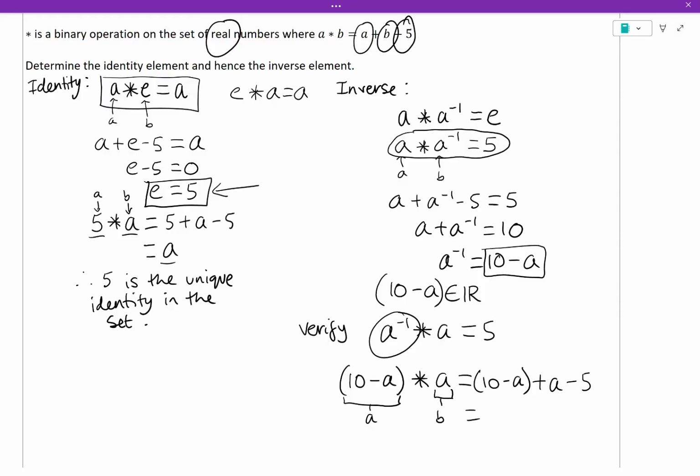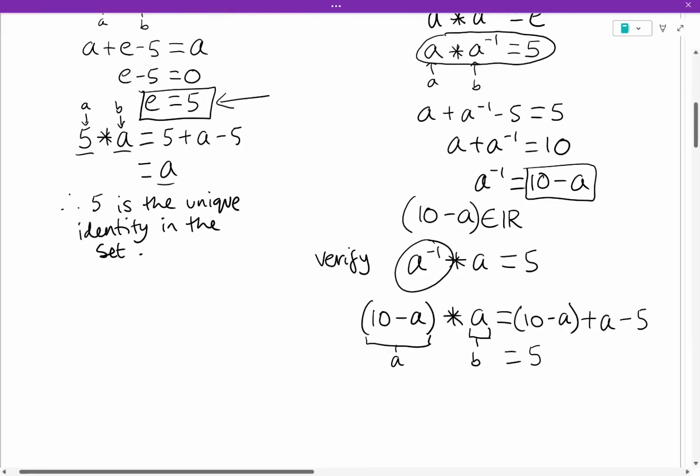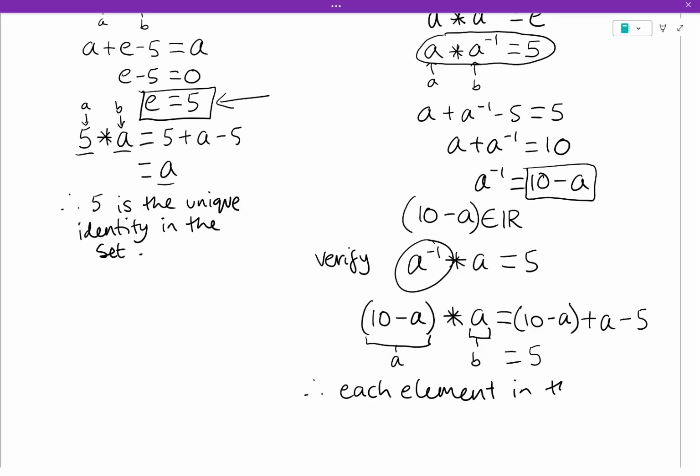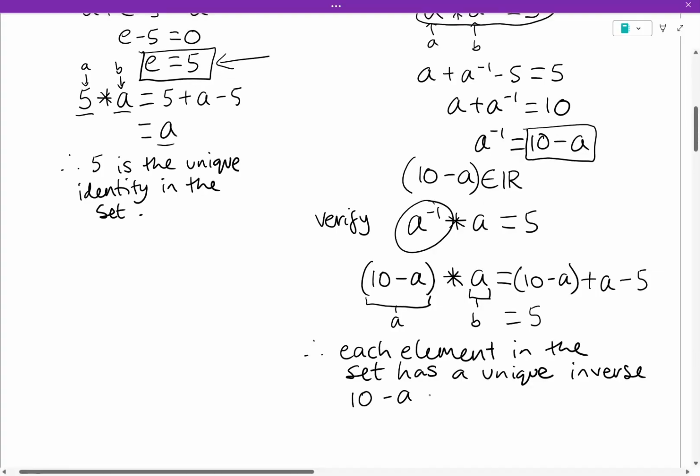Then let's just see how it simplifies. Well, negative A plus A is 0A. 10 subtract 5 is 5. So what we've got is what we'd expect. Therefore, we can conclude that each element in the set has a unique inverse, 10 subtract A, in the set.